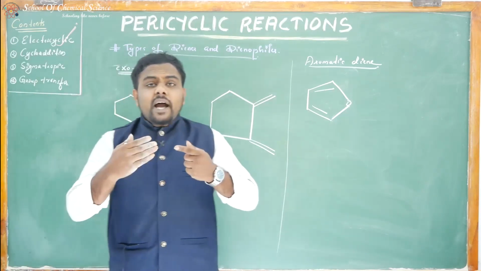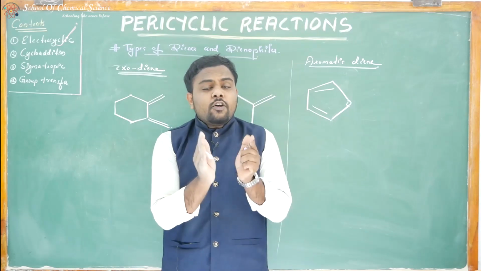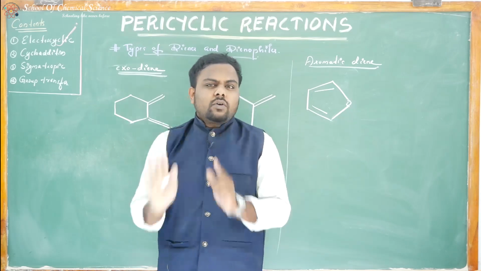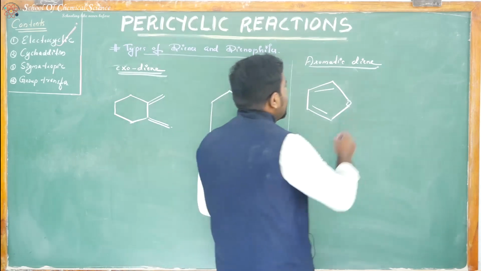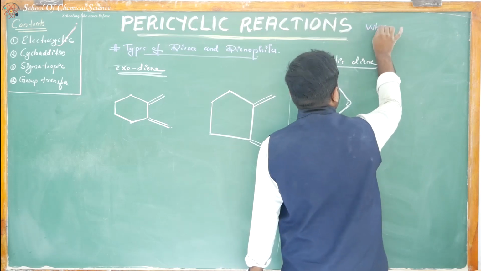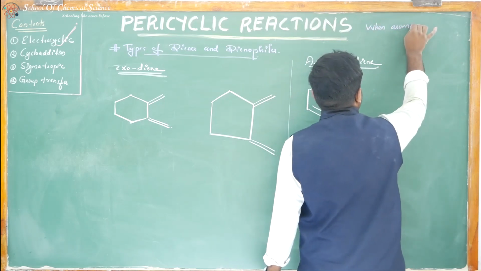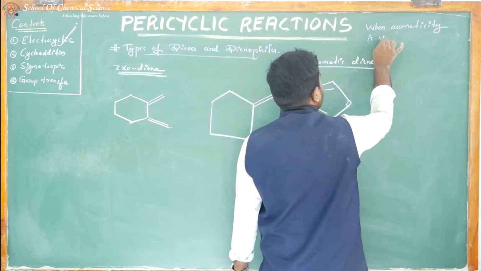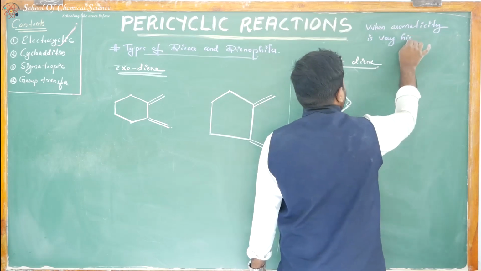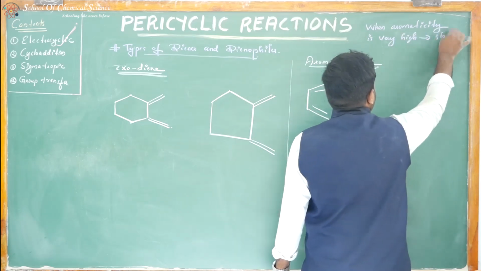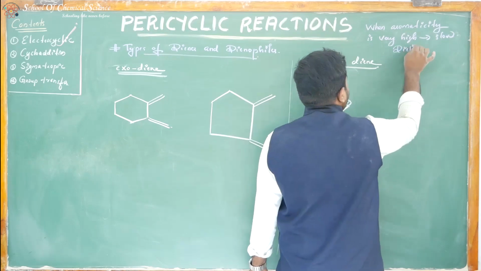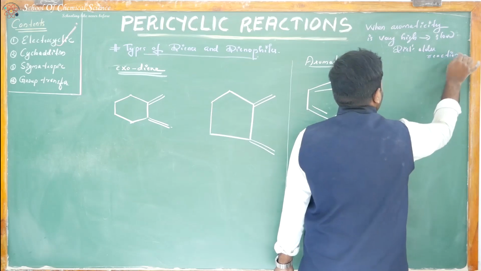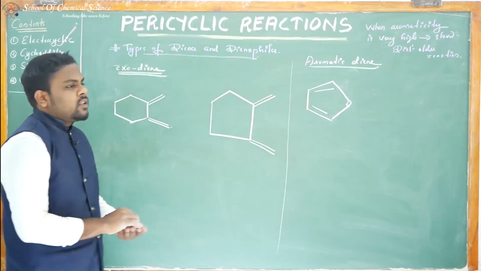Actually, when the aromaticity of the ring is very high, the Diels-Alder reaction is very slow. Okay, when aromaticity is very high, slow Diels-Alder reaction.